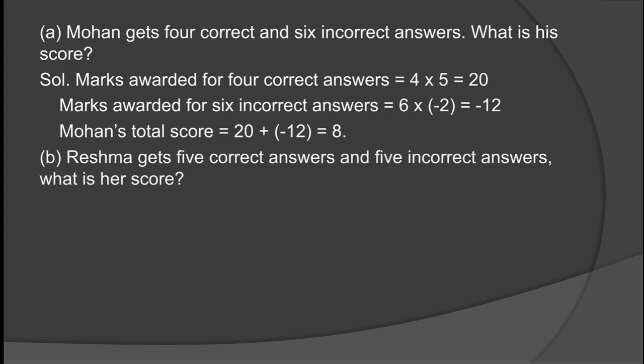Now let us see the second part. In the second part it is given that Resma gets 5 correct answers and 5 incorrect answers. What is her total score?